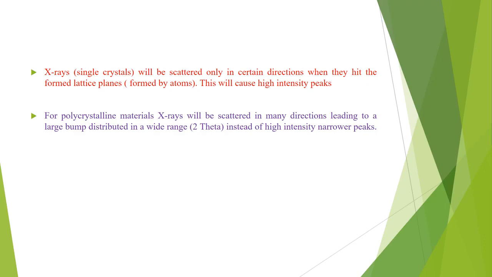An X-ray beam on a single crystal will be scattered only in certain directions when it hits the lattice planes formed by the atoms. This will cause high intensity peaks. For polycrystalline material, X-rays will be scattered in many directions, leading to a large bump distributed in a wide range of two theta instead of high intensity narrow peaks. So this is all about the comparison between powder XRD and single crystal XRD.